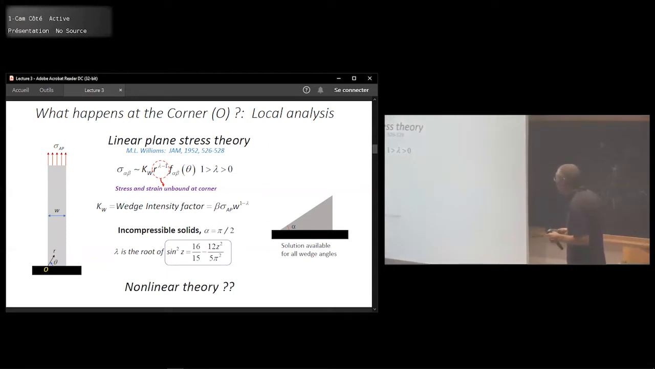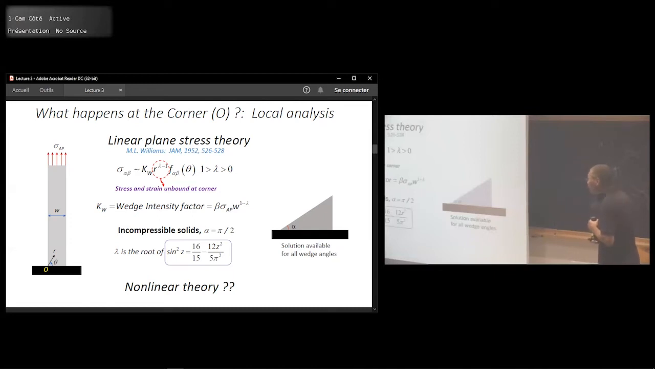So what does lambda depend on? Lambda is what is called a wedge stress intensity factor. In this particular problem, using a scaling concept, you can show that it has to be given by this relationship, where sigma is the stress far away, which we know, and W is the width, and beta here is a numerical constant because we are doing scaling analysis, so it has to be there.